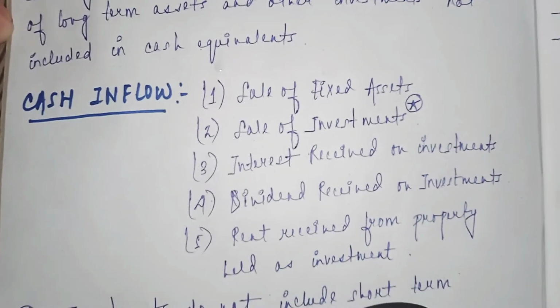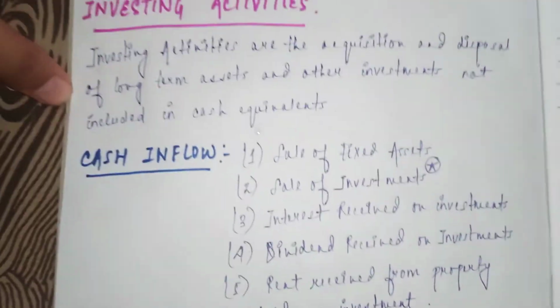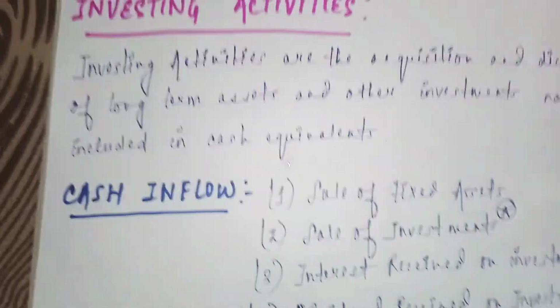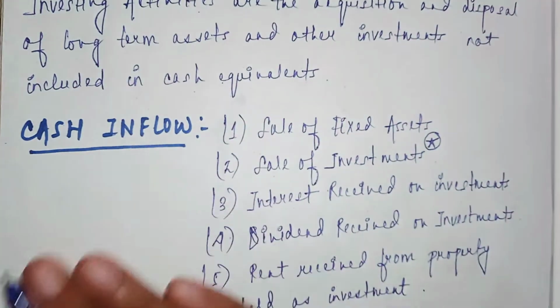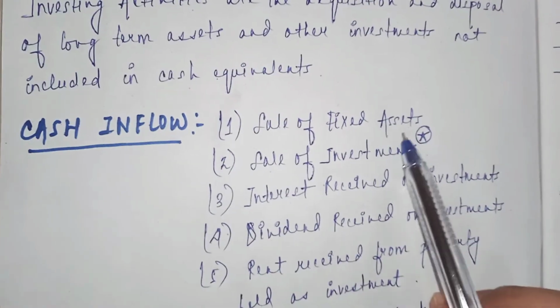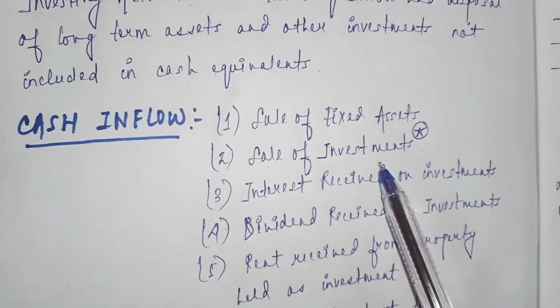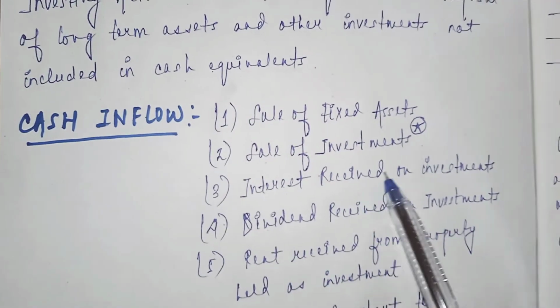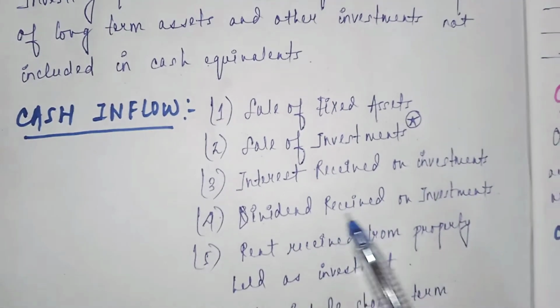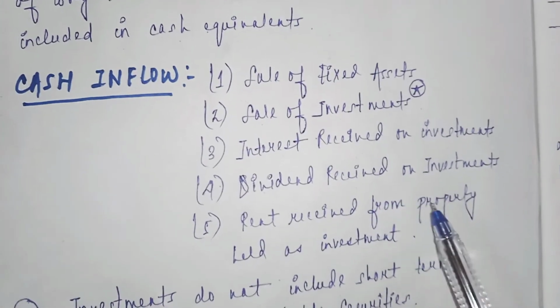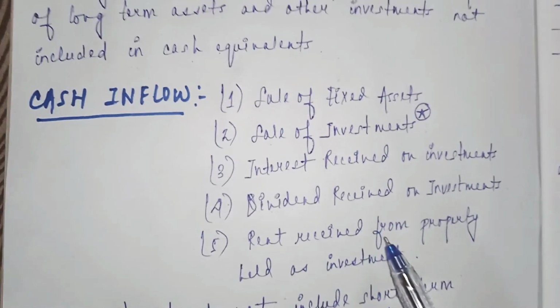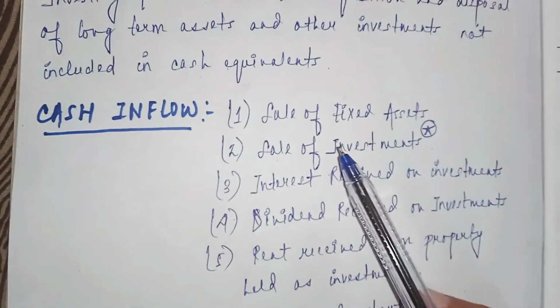The cash inflows that are involved in the investing activities are sale of fixed asset, sale of investments, interest received on investments, dividend received on investments, rent received from property held as investment. Now, what are the cash inflows?